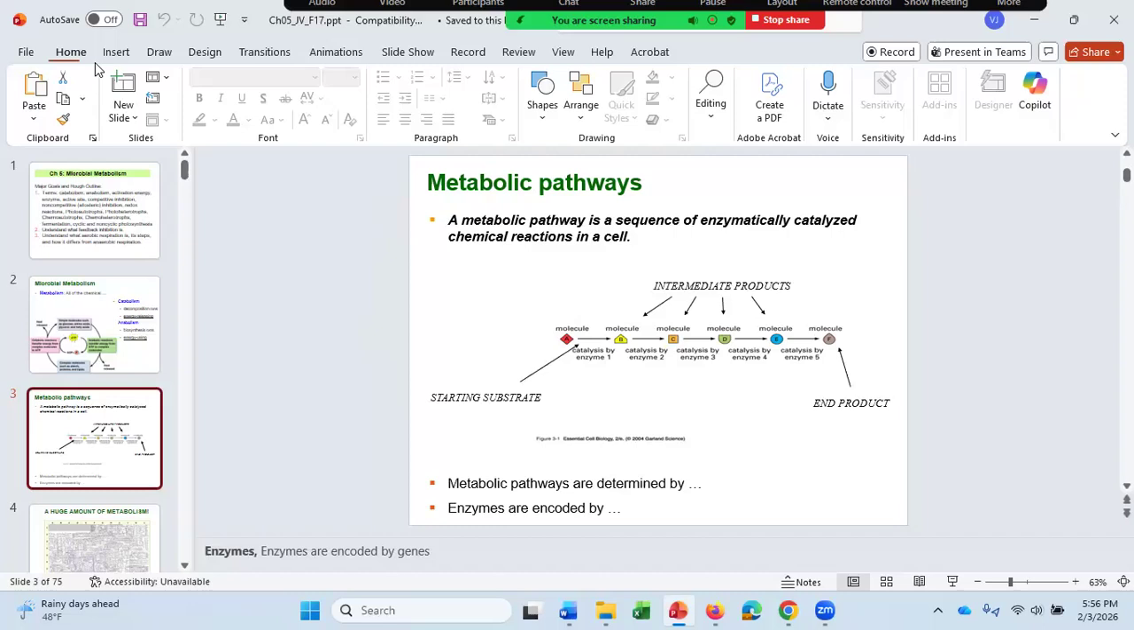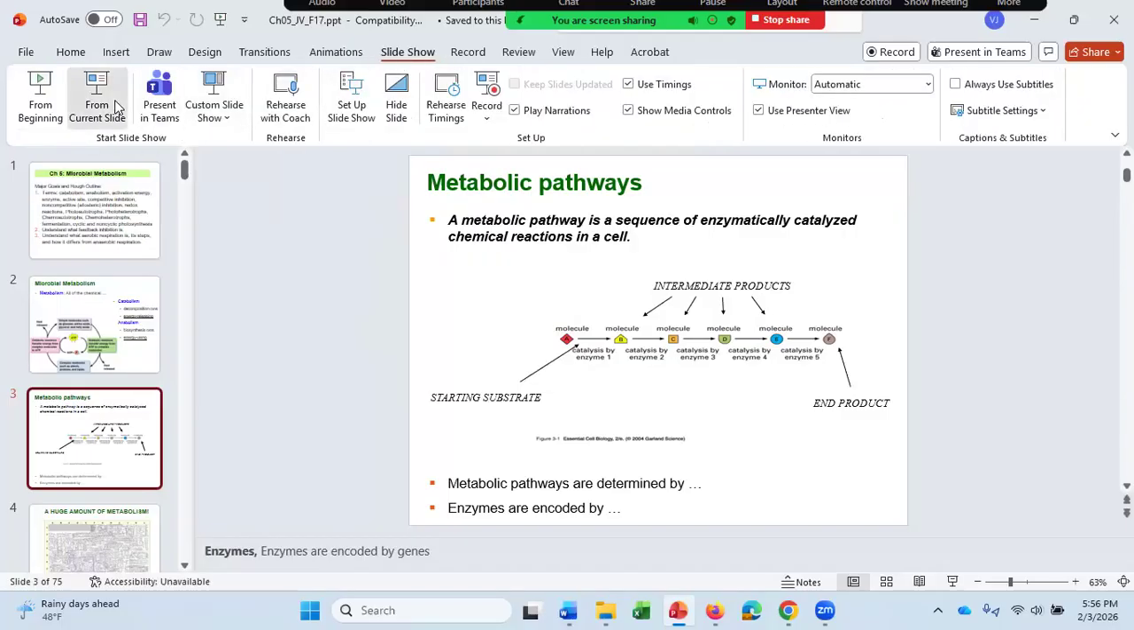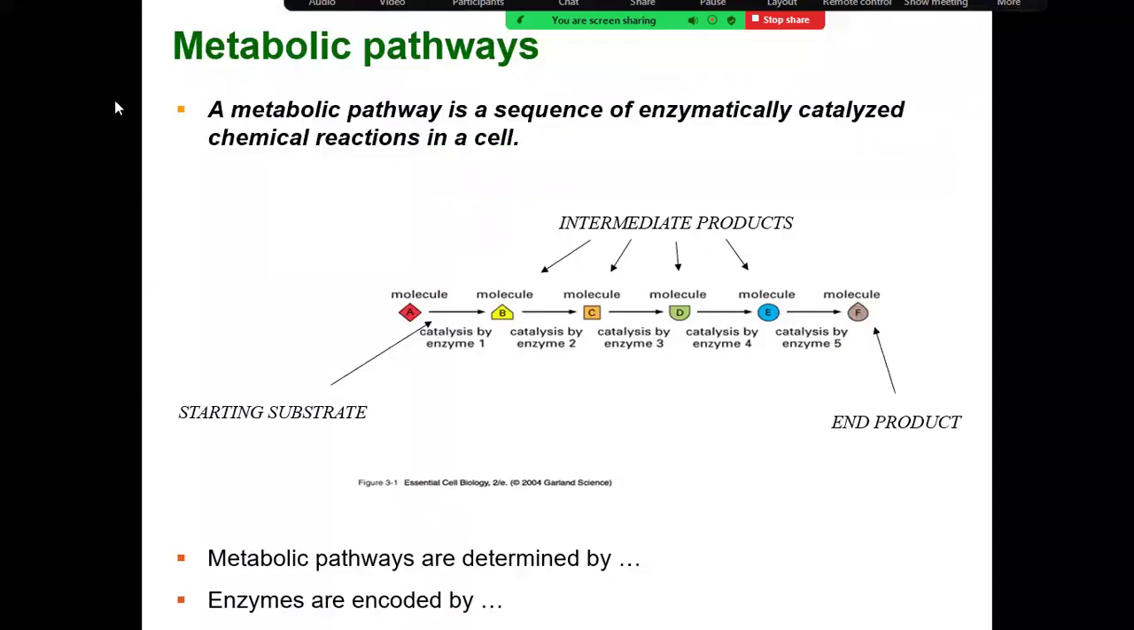Let's talk briefly about metabolic pathways. A metabolic pathway is a sequence of enzymatically catalyzed chemical reactions in a cell. Like we can have molecule A, which is catalyzed by enzyme 1 into molecule B. And then you can have molecule B catalyzed by another enzyme, enzyme 2, which is changing molecule B into molecule C. And then molecule C catalyzed by enzyme 3 into molecule D, being catalyzed by enzyme 4 into molecule E, and then molecule E being catalyzed by enzyme 5 into molecule F.